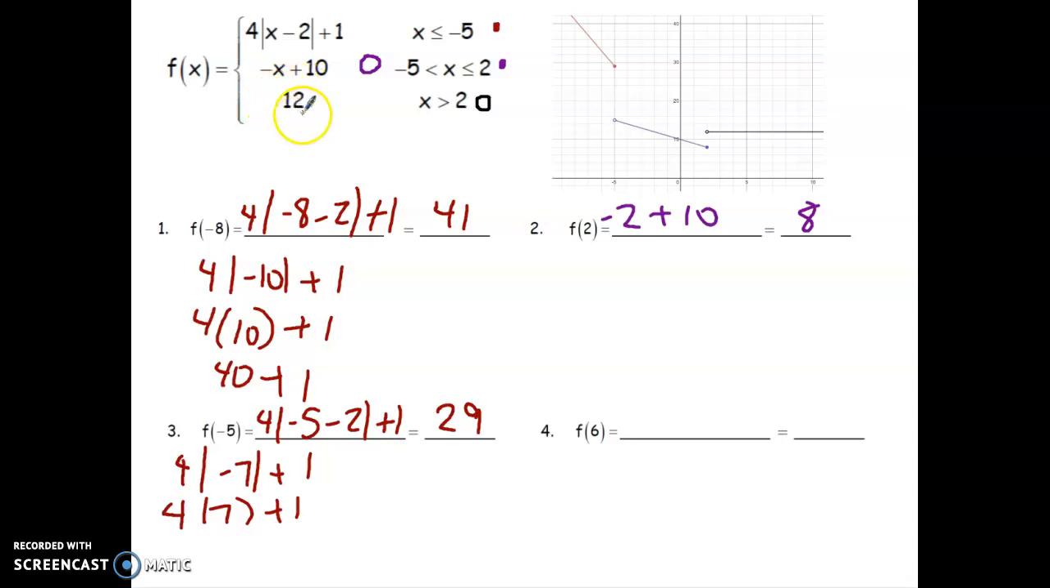All right, remember what this 12 means. It's a horizontal line. Y is always going to be equal to 12, no matter what x is, as long as x is bigger than 2. And 6 is bigger than 2. So this one is just going to be 12. There's nothing to substitute in because it's a horizontal line. There is no x here.